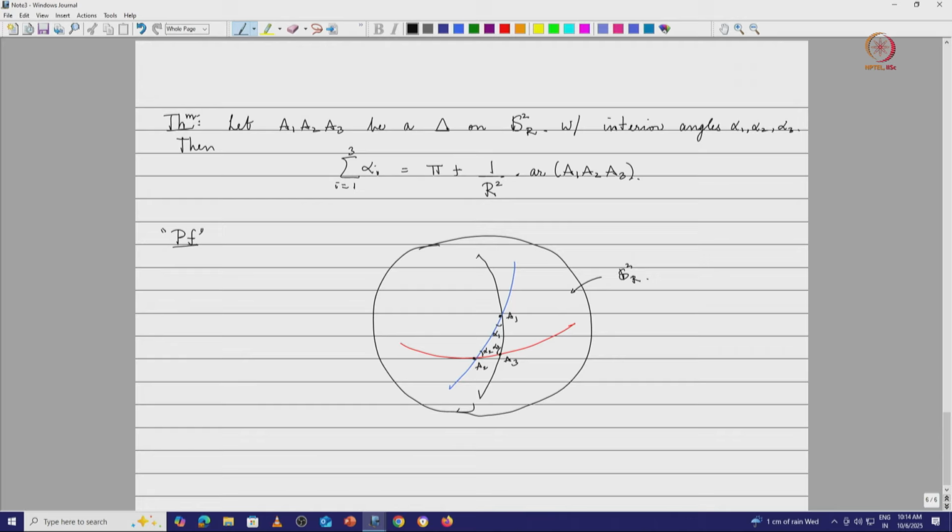I do the following: I continue my great circles on the other side of the sphere. Okay, so you notice that on the other side of the sphere there is another triangle formed, which I will label as A1 prime, A2 prime, A3 prime.